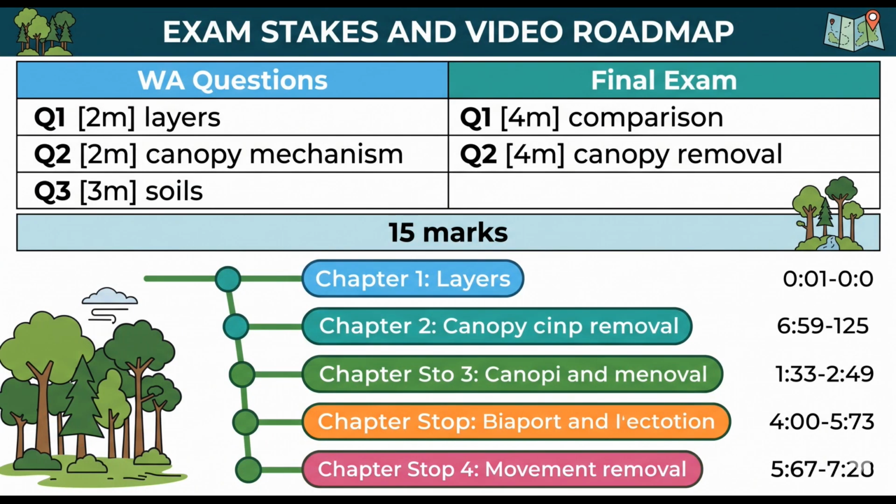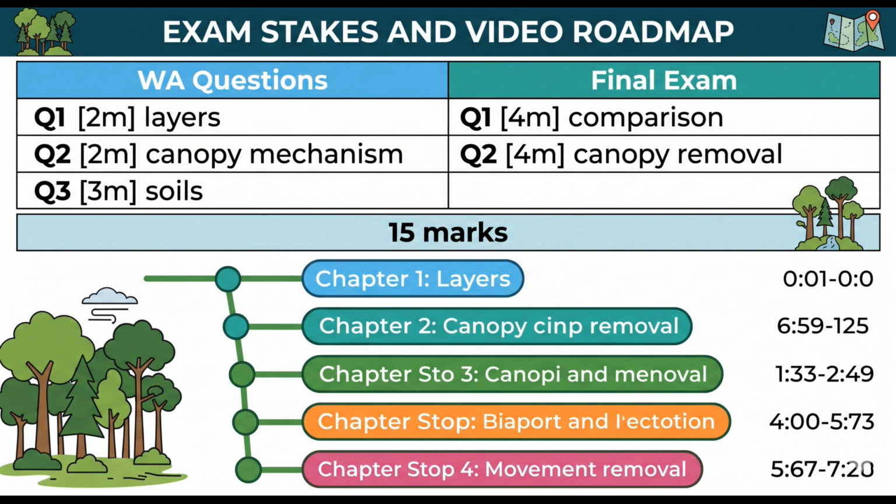Here is what the exam tests on this topic. WA question 1, 2 marks: name the 4 layers from tallest to shortest, half a mark each. WA question 2, 2 marks: explain why the canopy intercepts most of the sunlight. WA question 3, 3 marks: explain why rainforest soils are poor despite the rich vegetation above.